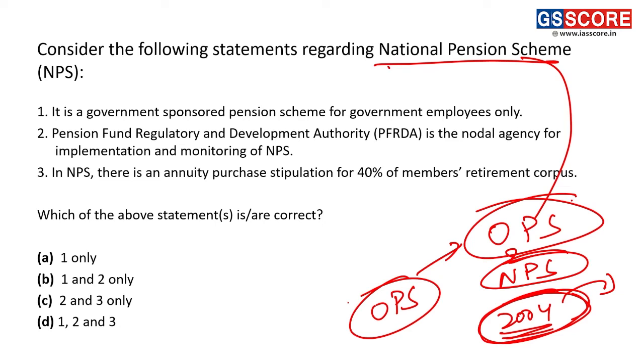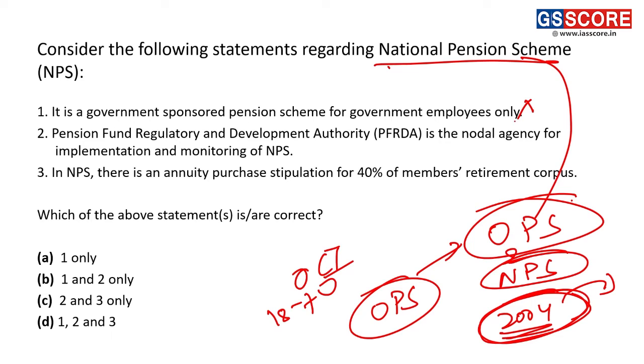Let us look at the first statement. It is a government-sponsored pension scheme for government employees only. Well, no, that is not the case. It was initially for the government employees, but now it is open to Indian citizens, non-residents and OCI, that is overseas citizens of India, between the age of 18 and 70. They can join NPS. So that is not correct.